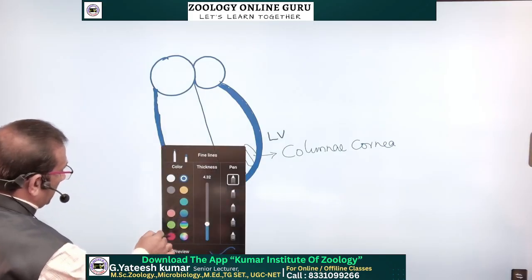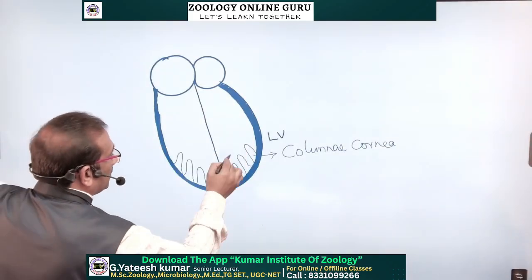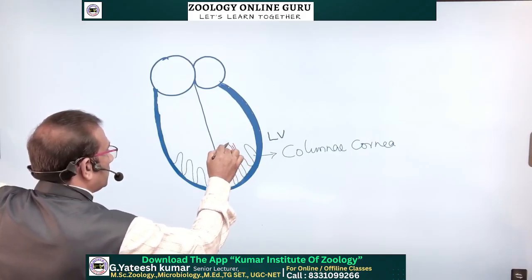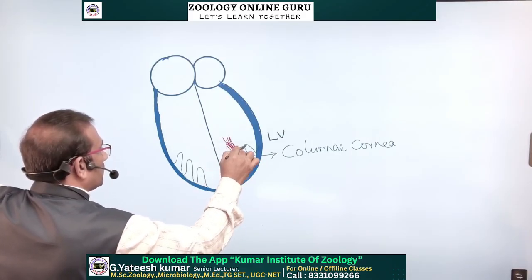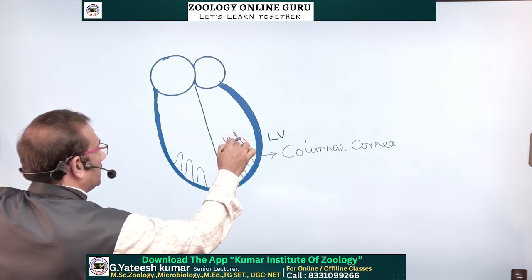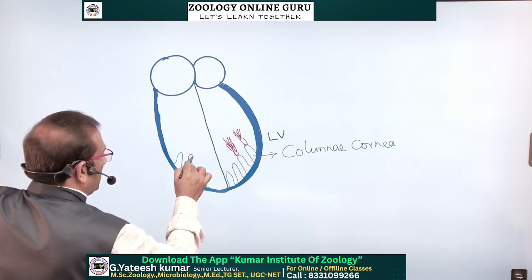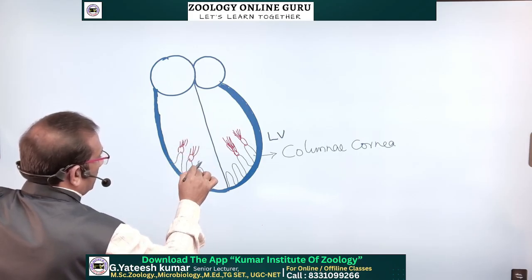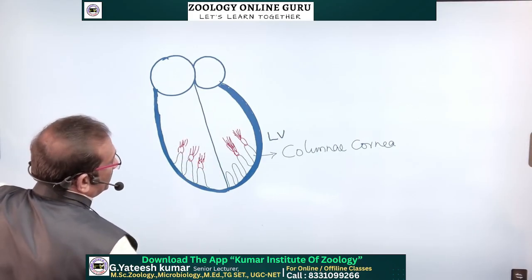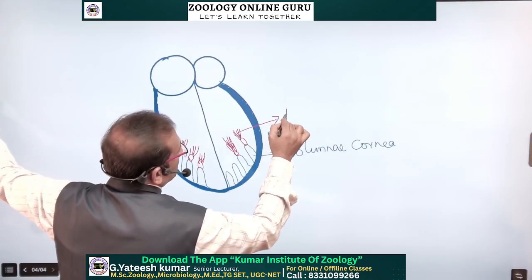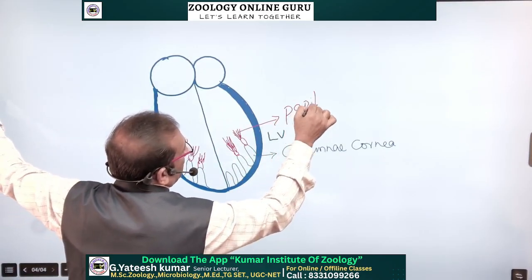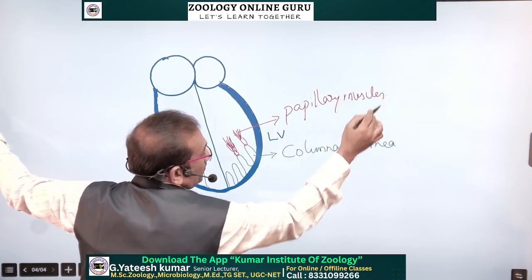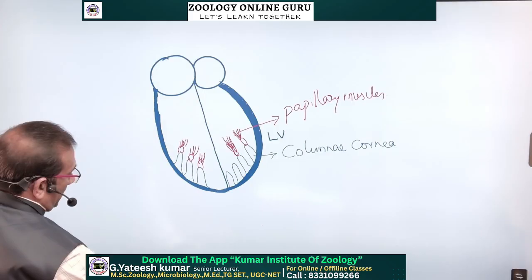Attached to the columnae carneae, one type of muscles are present on the columnae carneae. These are known as papillary muscles.